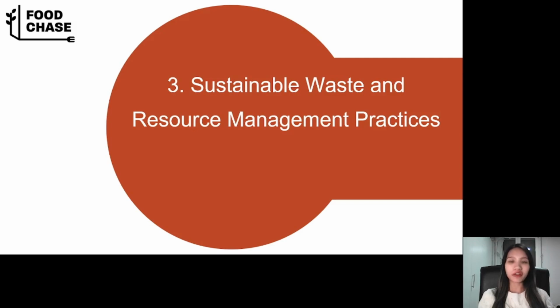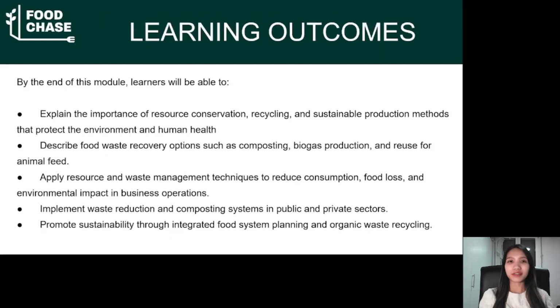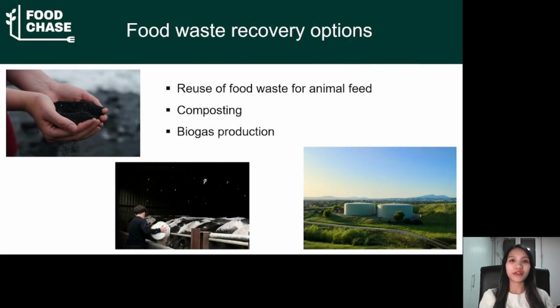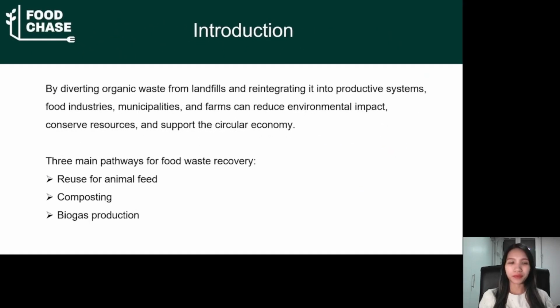We will continue the third module with a very interesting lesson, which is about the food waste recovery option. Food waste is a huge problem, so by diverting organic waste from landfill and reintegrating it into productive systems, food industry, municipalities, and farms can reduce environmental impact, conserve resources, and support the circular economy. There are three main pathways for food waste recovery, including reuse for animal feed, composting, and biogas production.